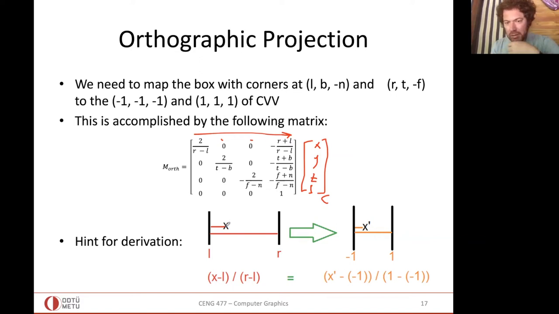Your objects, looking at the side view, the X coordinate, so if it is in the center of the L and R, the original viewing volume, left and right, it must be in the center of this minus one, the orange canonical view volume. That is obvious. So if it is closer to the left, it should be closer to the minus one, and so on. So there is some proportion. So what would that proportion be linearly? This distance, which is x minus l, over the whole distance, which is r minus l, must be equal to the projected coordinate x prime, this orange distance, which would be x prime minus minus 1, so plus 1, over 1 minus minus 1, 2.